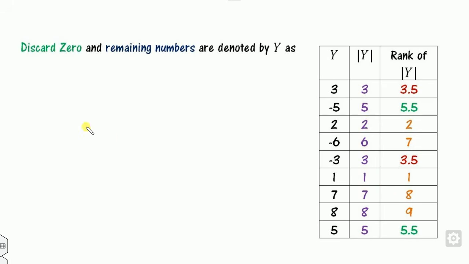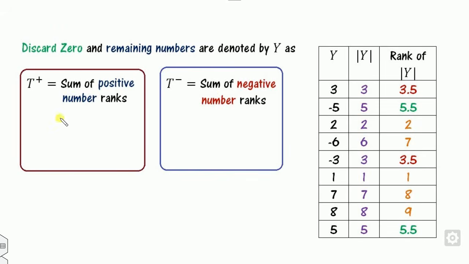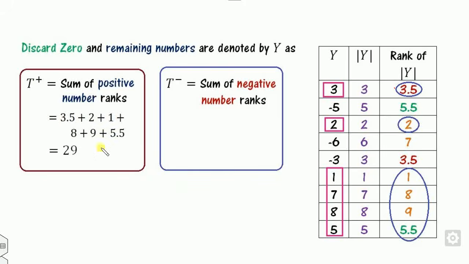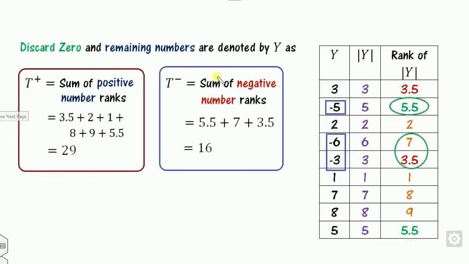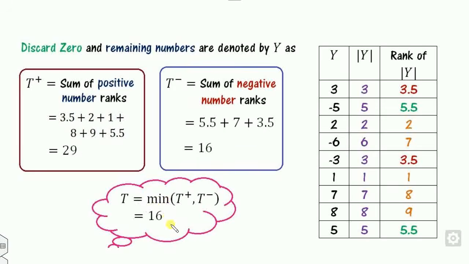Now once you complete the ranks, you have to define T positive and T negative. Firstly you define T positive. Which numbers are positive? This, this and this. So the corresponding ranks are 3.5, 2 and these 4 quantities. So you have to add them. You will get T positive. What is T negative? You can say it is the remaining ones, or else this is negative, this is negative, this is negative. So you have to find the sum here. Once you get T positive and T negative, then we define the capital T as the minimum, which is 60. So this is the meaning of the signed rank. You have to take care whether any numbers are repeated or not.